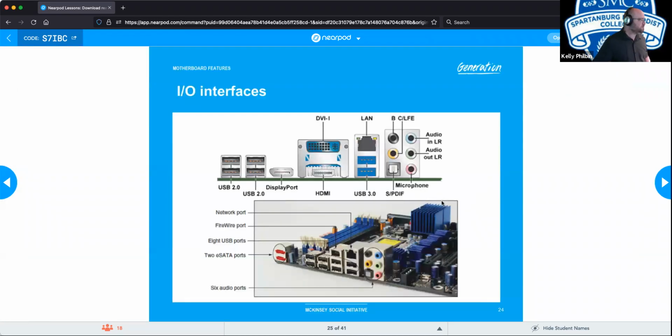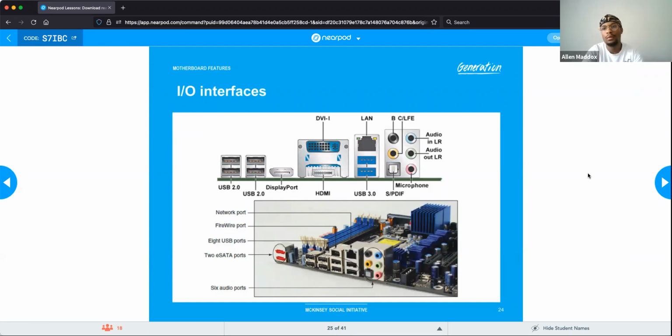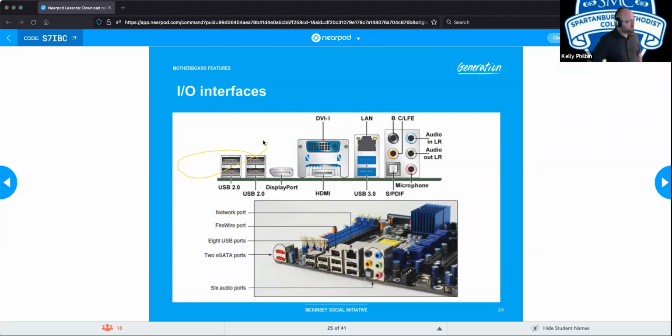All right, moving along. External connections. We went over this pretty well yesterday. You do have your USB 2s. How do we know the difference between a USB 2 and a USB 3 visually? If we're looking at it, how do we know the difference? Color. So USB 2 right here, black. USB 3, blue, light blue.